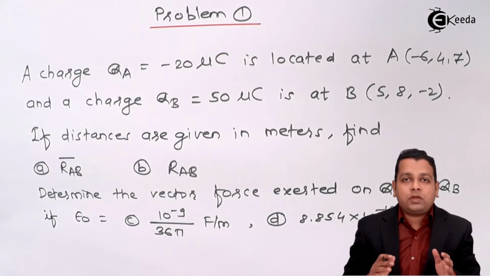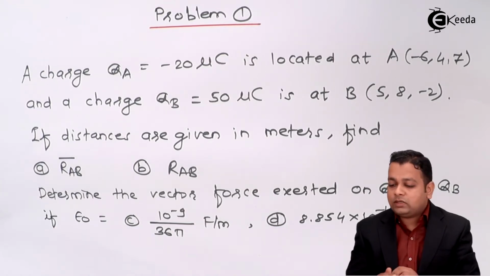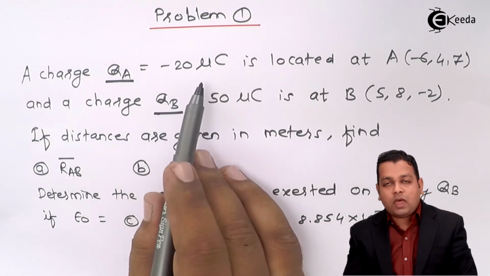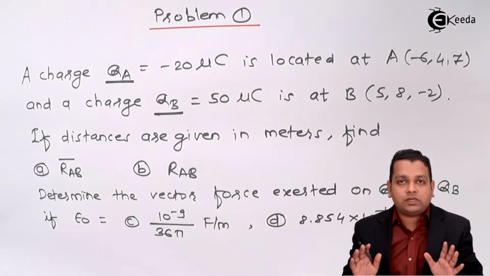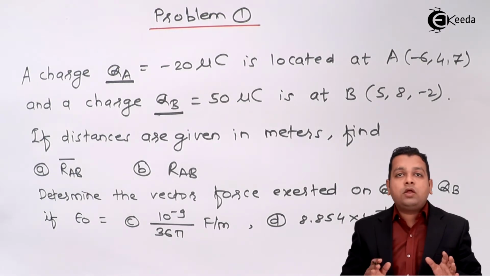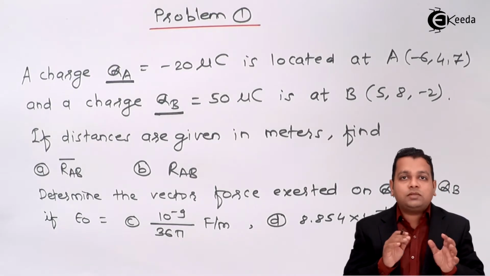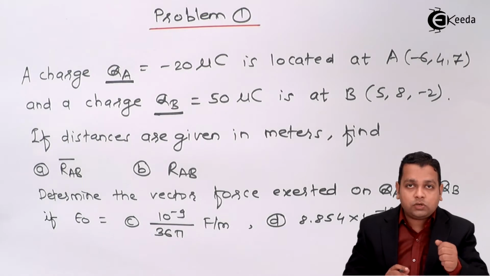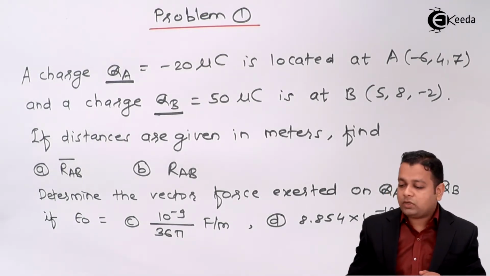Now, looking at the problem statement, we have two charges in this space. The charges QA and QB have magnitudes minus 20 microcoulomb and 50 microcoulomb, located at two different sites. So let us first draw the diagram which will give us the exact scenario: where the charges are located, how the force will be exerted, and what the direction of the force is that we need to calculate.